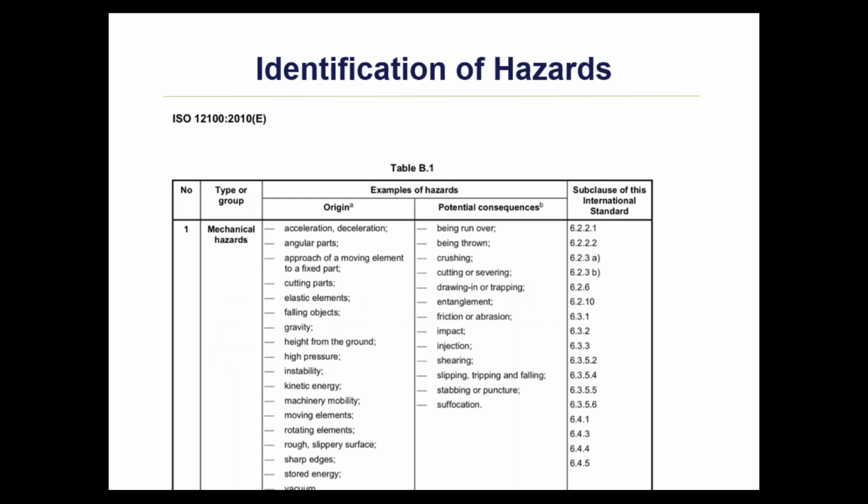This is an example of a table that you can find in ISO 12100. And the same could basically be found under ANSI. They both have the same type of tables. So basically you look into this one and you see the origin of the hazard, then it talks about the potential consequence of these hazards. And they will give you a reference on the right side of the table where you can look at the specific clause within the standard, where you can find more information on those specific hazards.